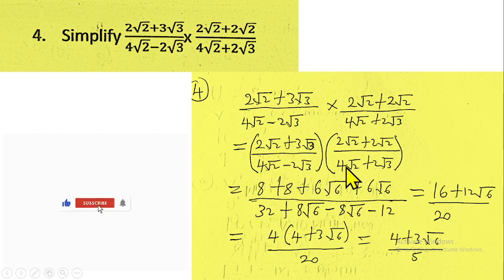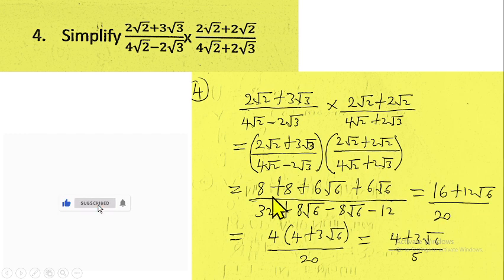4 root 2 times 4 root 2 will give us 32. That is 4 times 4 will give us 16. So 2 times 16 gives us 32. 4 root 2 times 2 root 3 will give us 8 root 6. Minus 2 root 3 times 4 root 2 will give us minus 8 root 6 as well. Then minus 2 root 3 times plus 2 root 3: minus times plus will give us minus. 2 times 2 gives us 4, so 3 times 4 gives us minus 12.